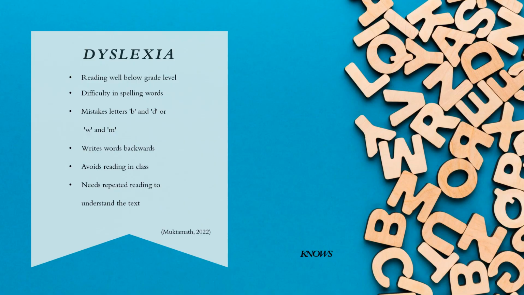The first disability that we're going to talk about is dyslexia. And there are some telltale signs of a student having dyslexia. Some of the signs may include reading well below grade level, difficulty with spelling words, mistaking letters B and D, P and Q, W and M, writing words backwards, avoiding reading in class, and needing to repeat the reading to understand the text for comprehension.